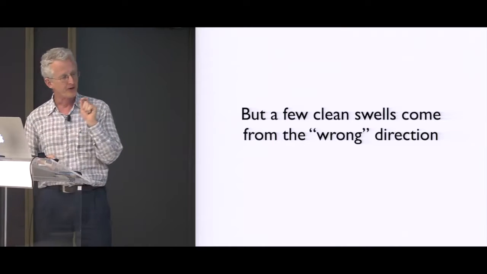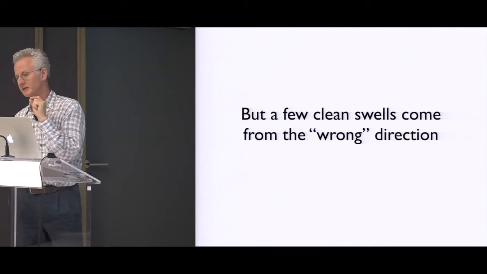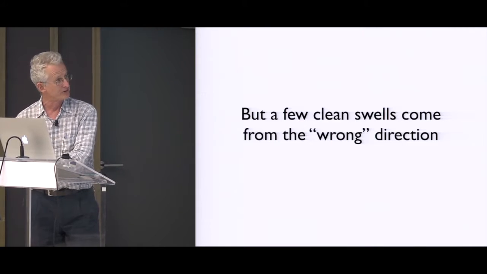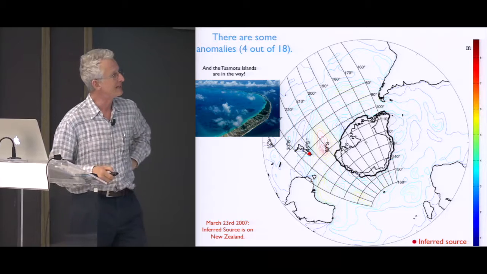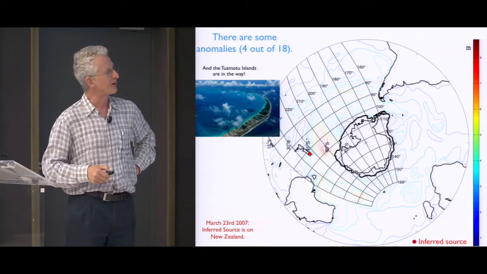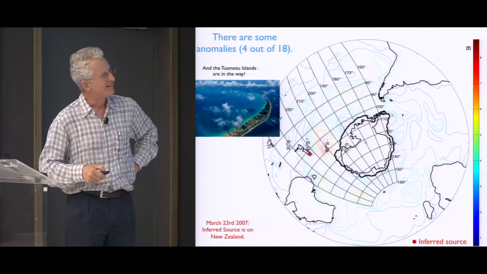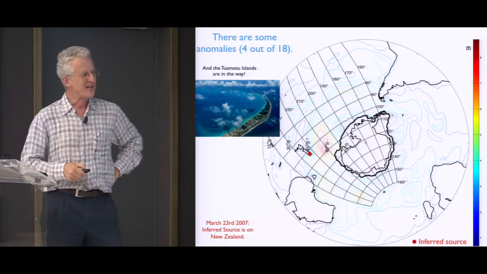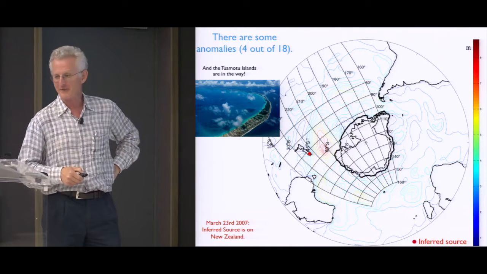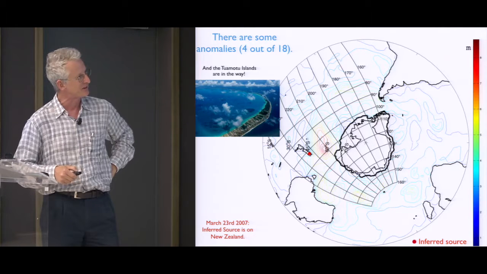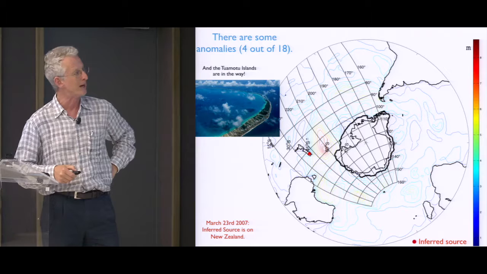On the whole, much better agreement than Munk and co. found 40 years before. But there are a few anomalies. So here's one where the storm apparently was on New Zealand, which is always a problem, actually, especially if you're an Australian. And the storm was over here, okay? So this is the sort of problem that Munk and co. had seen 60 years earlier, where there was a fairly substantial distance between the inferred source and where the source actually is on the weather map, okay?